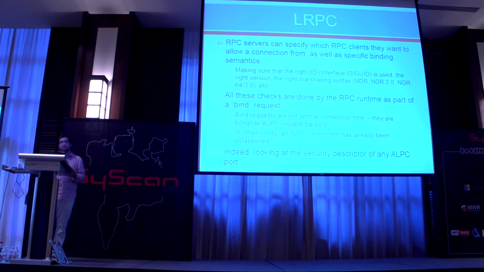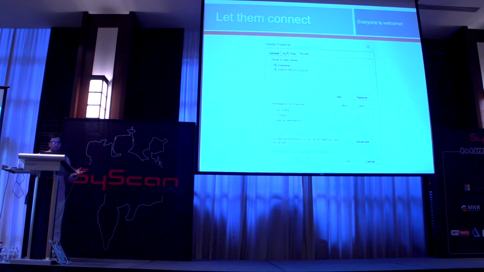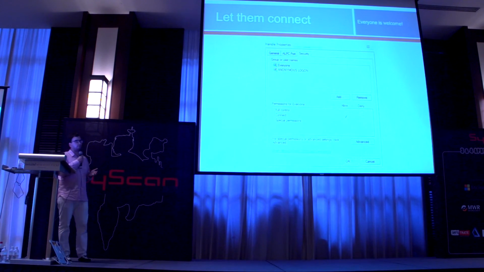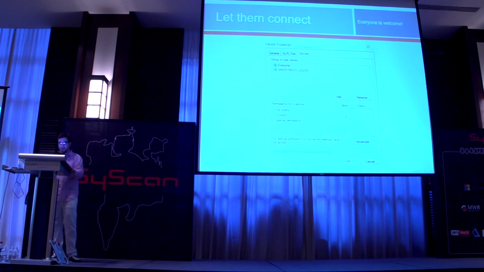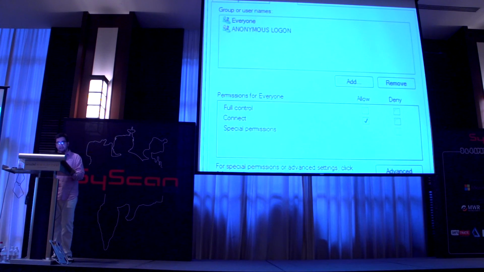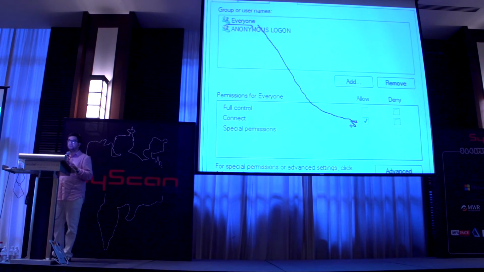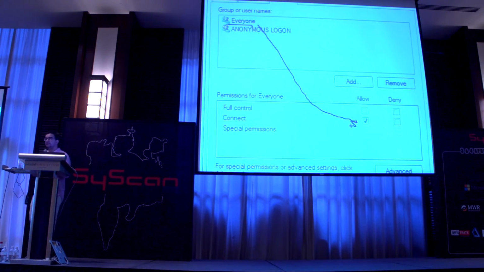Essentially, that means the RPC runtime has to create those ports, allowing absolutely everyone to connect to them, because it doesn't know ahead of time who's able to connect. So looking at any ALPC port that's associated with the RPC server behind it, you're going to see everyone is allowed to connect, which is great, because it means if there is any bug in the handling of ALPC messages in the runtime, anyone will be able to exploit such a bug, because a runtime will start parsing messages waiting for you to send a bind message.